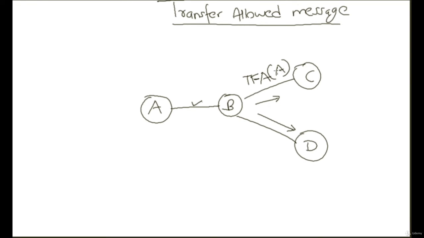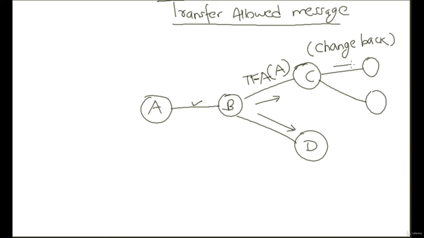Now after receiving this message, C can perform the change back procedure. This procedure we covered in the traffic management section, so I am not going to cover it again. The change back procedure will basically put this link back in action, and after that it will again forward the message to its own adjacent nodes, and this way it will be percolated to all the network elements. So it is just the opposite of the transfer prohibited message.